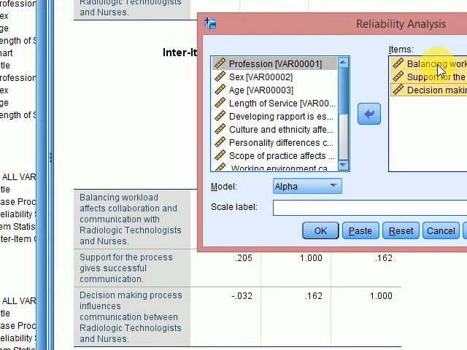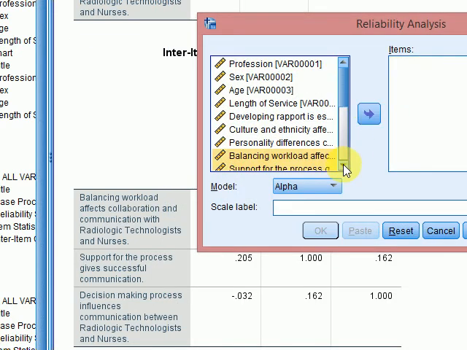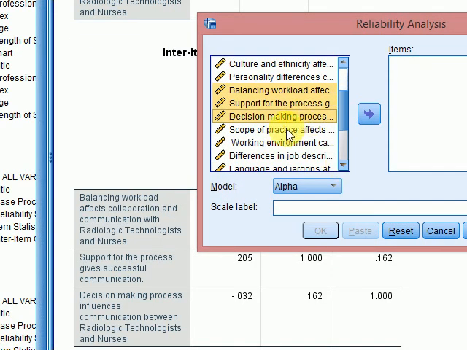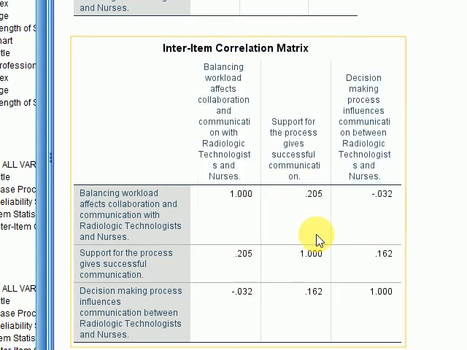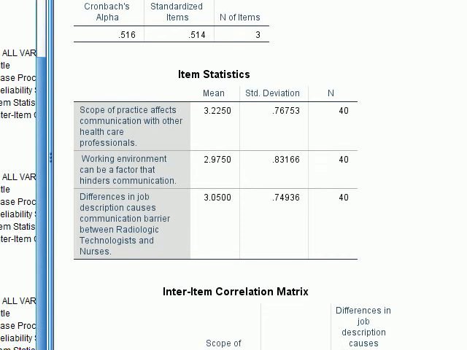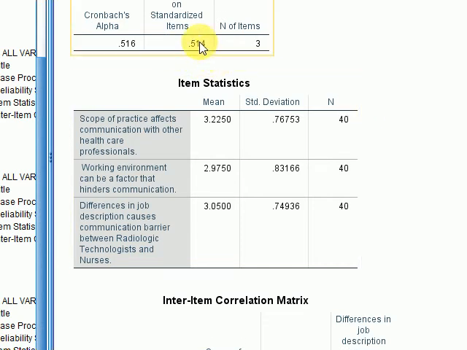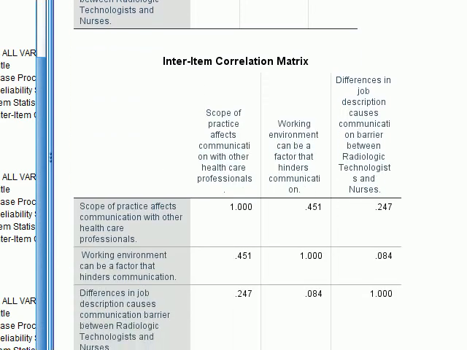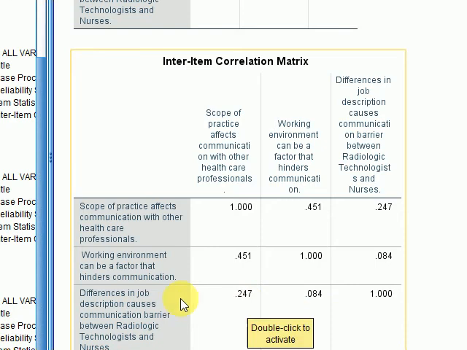The next three would be scope of practice, working, employment, differences of job descriptions. And then this one is a bit higher, I think. Yeah, it's a little bit higher, 0.51, but it still didn't reach 0.6. Again, the problem is the last question.